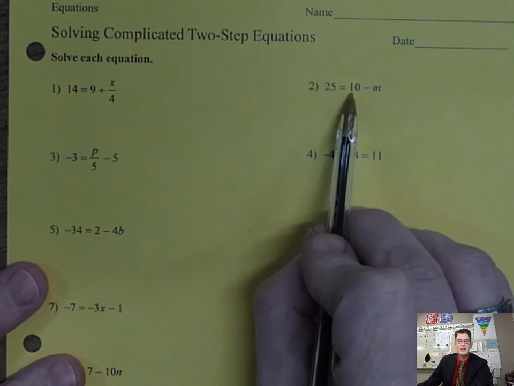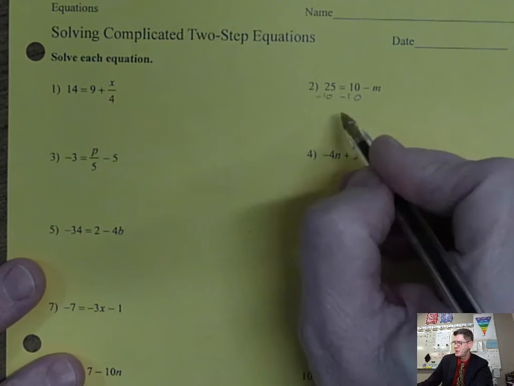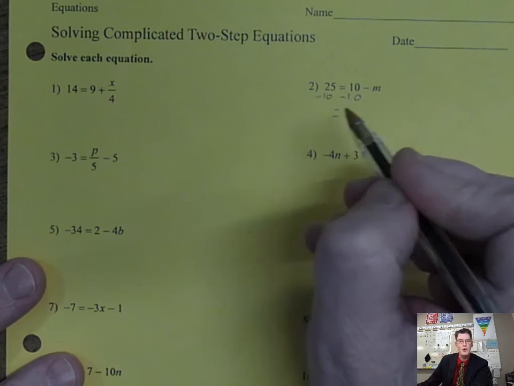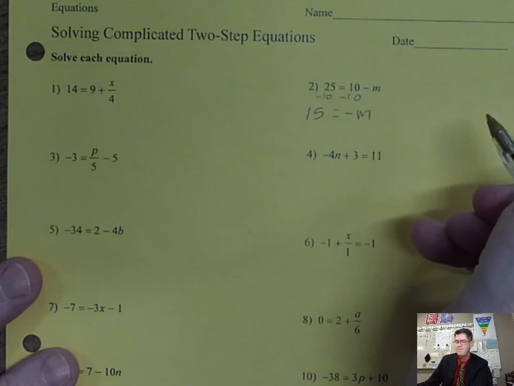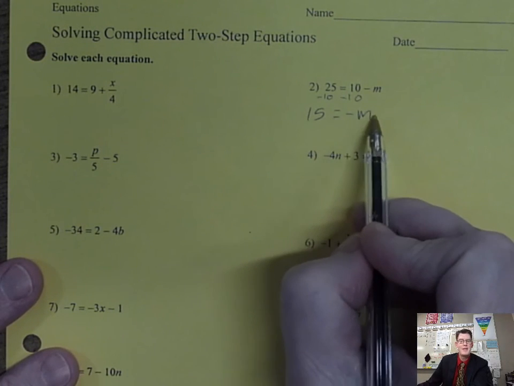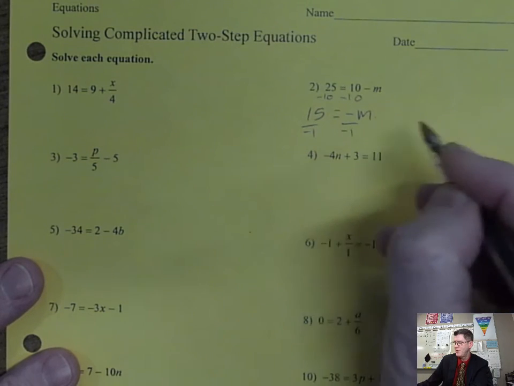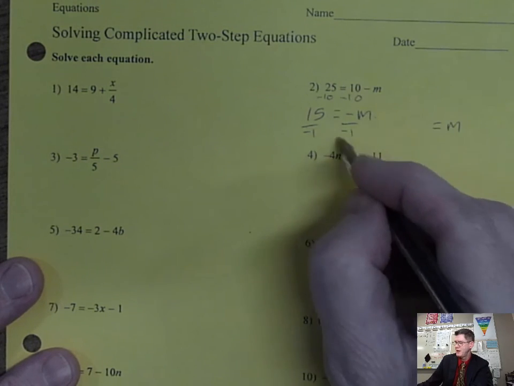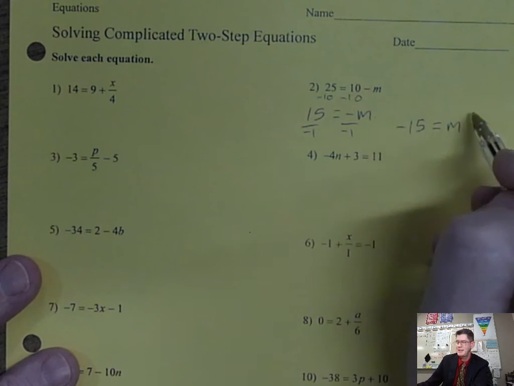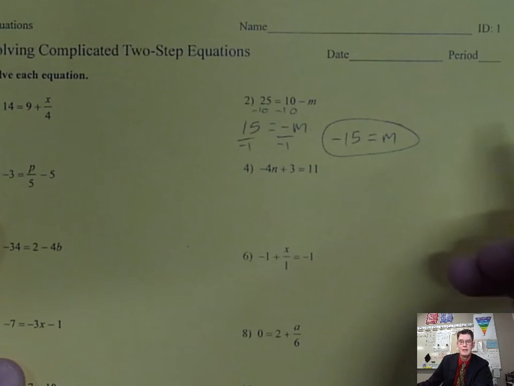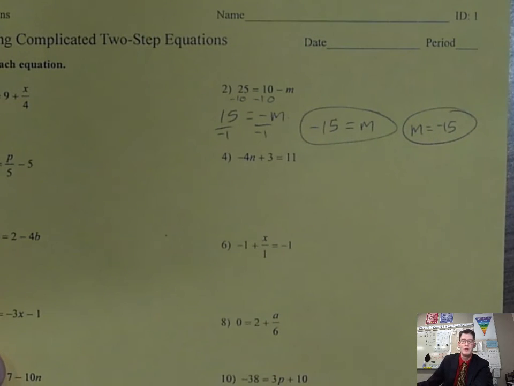This positive 10 has to be undone first, so I subtract 10 from both sides. Show the steps, write the work that you're doing. Now I'm at 15 equals negative m. And the negative of what is 15? Well, if you divide by -1 from both sides, you're left with m on this side and negative 15 on that side. There's your answer. And yes, you'll constantly see it written where the variable is written first.